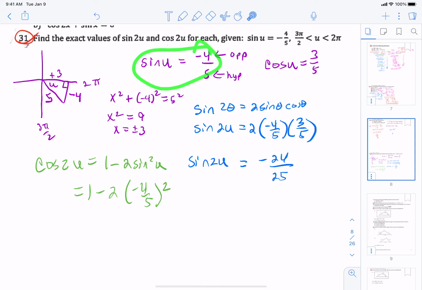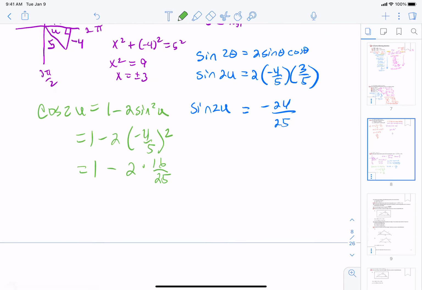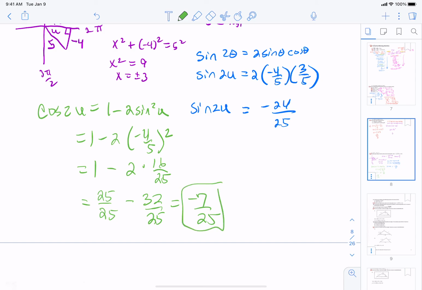Because they told us the sine, just plop it into the formula. To square a fraction, square the top, square the bottom. The bottom of this fraction is going to be 25. 1 whole is 25 25ths minus 32 25ths is negative 7 25ths. So there is the sine of 2u and the cosine of 2u. If you wanted the tangent, just divide them, and you'll have the tangent. They didn't ask for tangent.